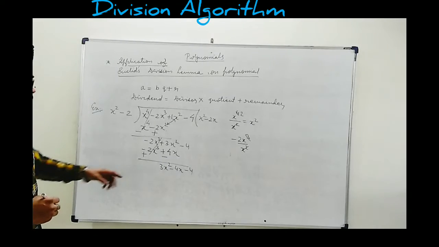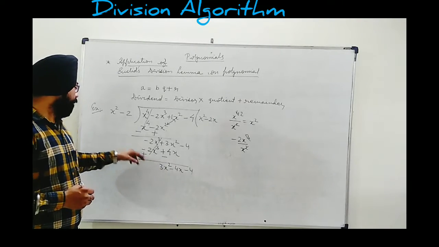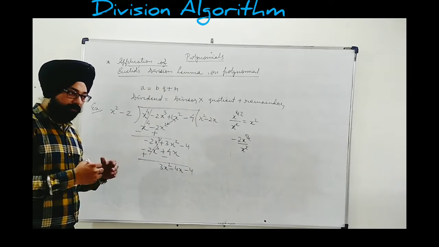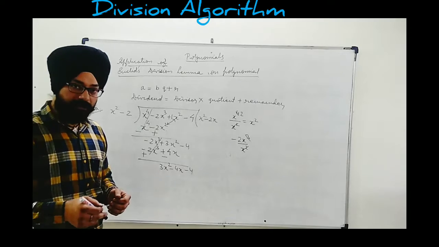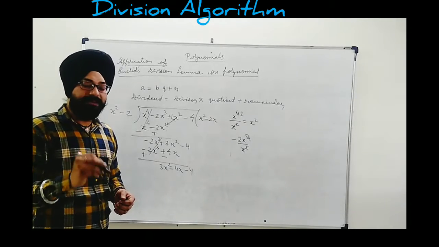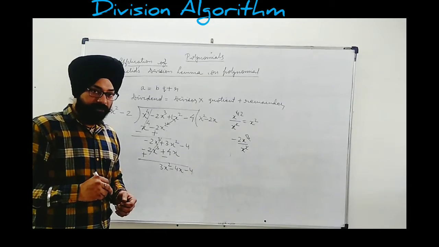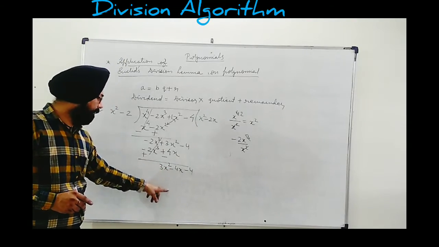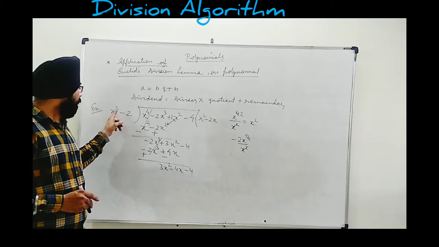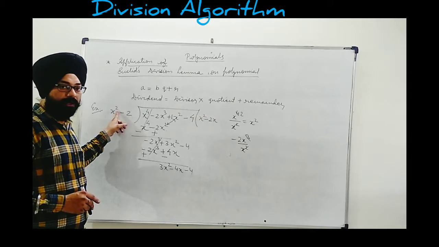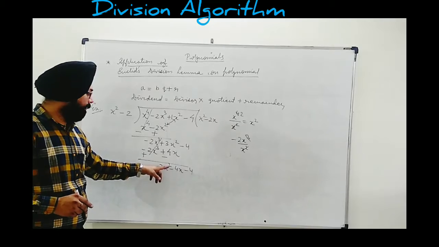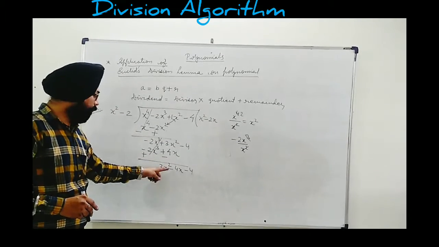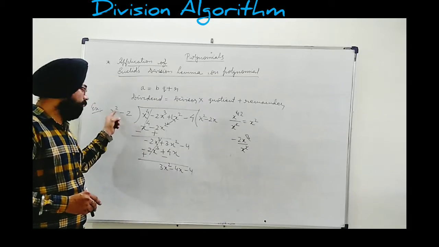Now the same procedure is repeated. 3x square divided by x square, first term of this dividend and first term of divisor. I have told you in earlier lecture till which step we should continue. We should continue till the degree of the remainder is less than that of the divisor. As soon as the degree becomes less than divisor, we stop the division. We will continue because it is equal. Degree is 2, here also degree is 2.